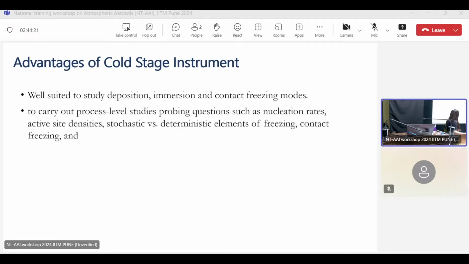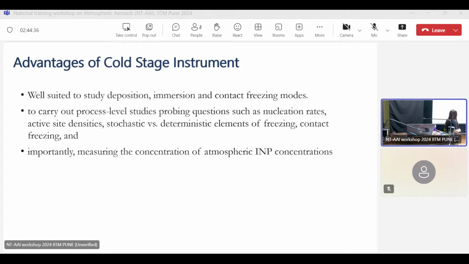To carry out process level studies, probing questions such as nucleation rate and active site densities, because the ice nucleating particle field of research is evolving. We have so many fundamental questions. So using the cold stage, we can answer these fundamental questions also.